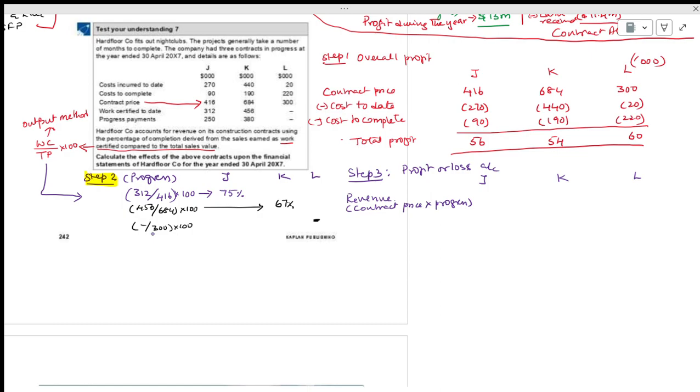See, this is very, very sensitive and very interesting. How much is the contract revenue? What is the price? The first one is 416 times 75%. How much? 312. Put it like this, in thousands.